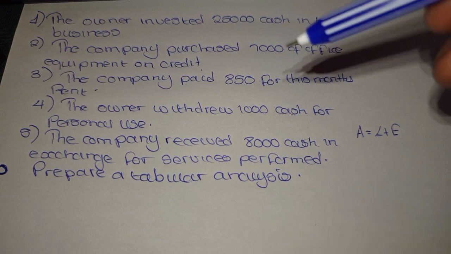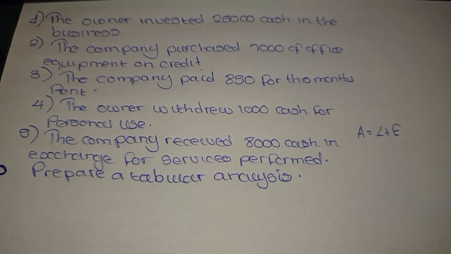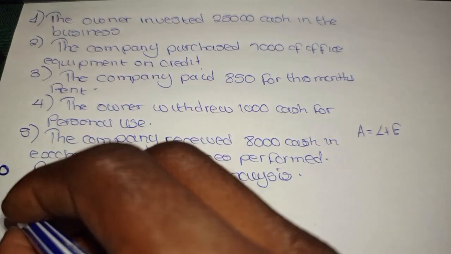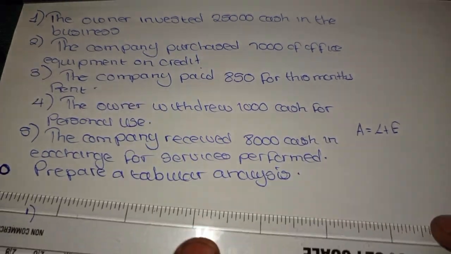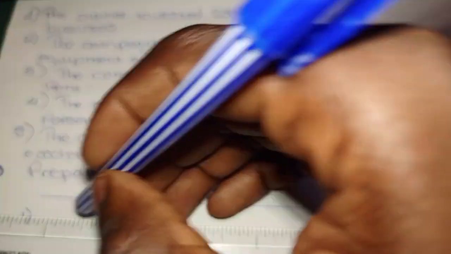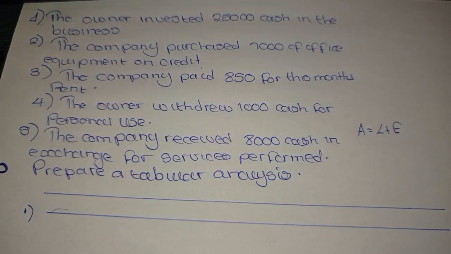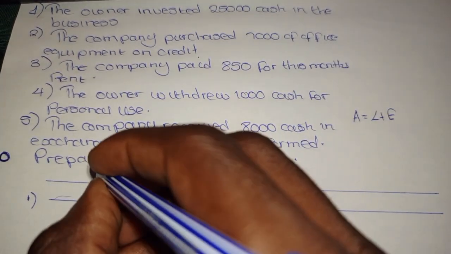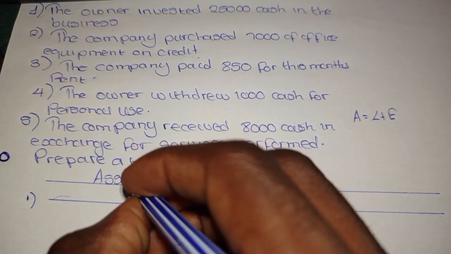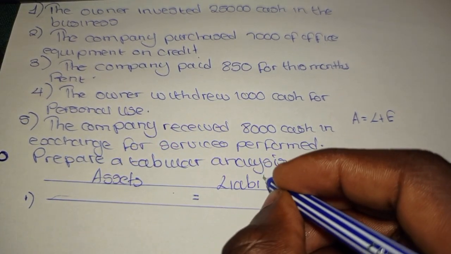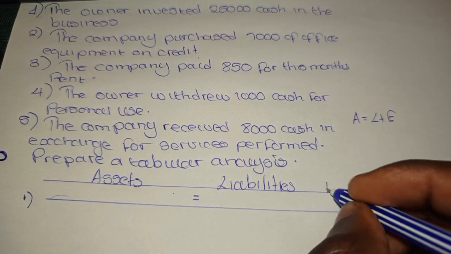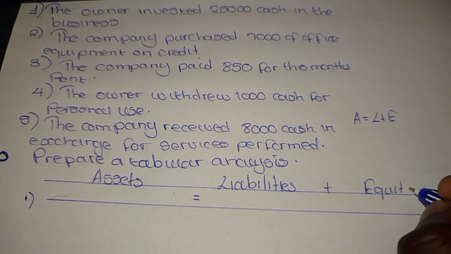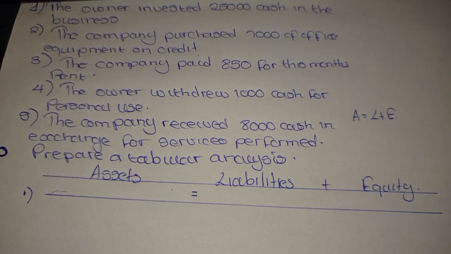So for us now to prepare the tabular analysis, we need to understand the transactions. So the first transaction that we have, we can just draw the tabular analysis here. So we can just put the tabular analysis down here. So we can put our equal sign here. So remember, these are the assets, these are liabilities, and this is owner's equity. In other words, people refer to it as capital.